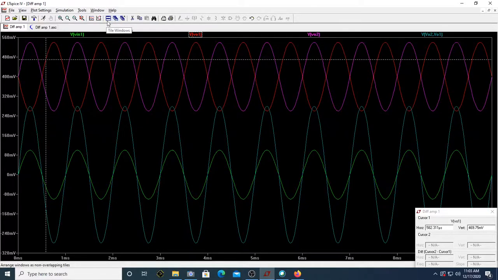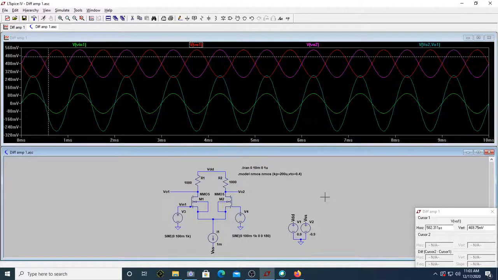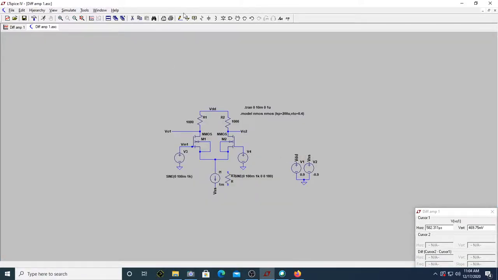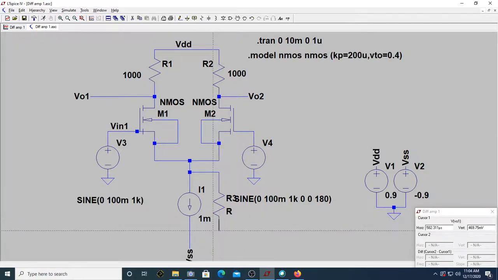Let us see what is the impact of putting a resistor across this current source. Let me put a resistor R of whatever value. Usually the resistor value will be very high. Let me connect that. Okay, this is done. Let me make it around 100k.